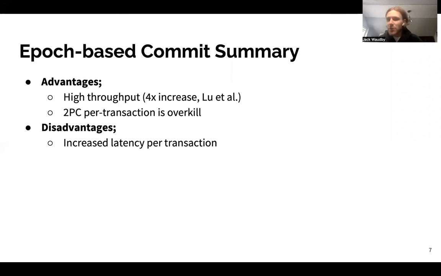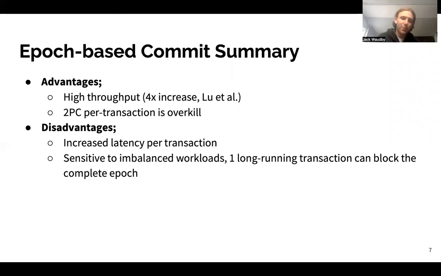The first is we are getting increased latency per transaction. This is because, let's assume that a transaction arrives at the start of an epoch. We're not releasing the result of that transaction until the end of the epoch. So we're artificially increasing the latency of that transaction because we are waiting before we make it durable and it can be safely released back to the client.